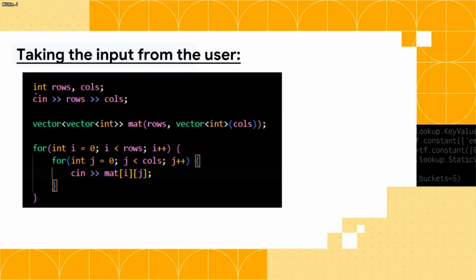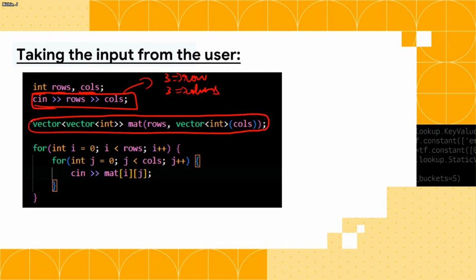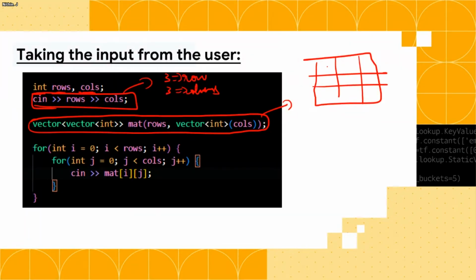So basically, let's look at this code. You're defining rows and columns, and you're taking the dimensions from the users. Let's take three rows and three columns, and we are initializing a 3 cross 3 matrix. That's the same code that I explained previously. So basically this will make a 3 cross 3 matrix and all the elements are initialized to 0.